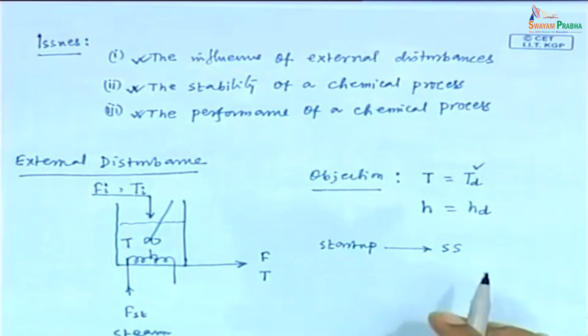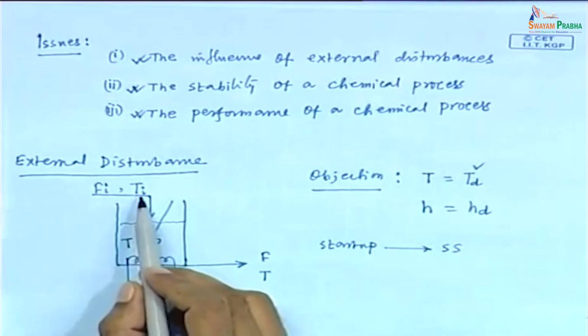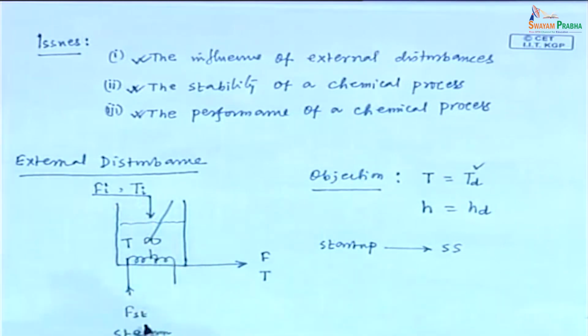Now suppose the process is at steady state, and if there is no external intervention, I mean if there is no change of Fi, no change of Ti, no change of Fst, the process remains at steady state all the time. Fine. So if there is no change of any input variables, then the process remains at steady state. So there is no need of any control system, but this is not the case in practice.